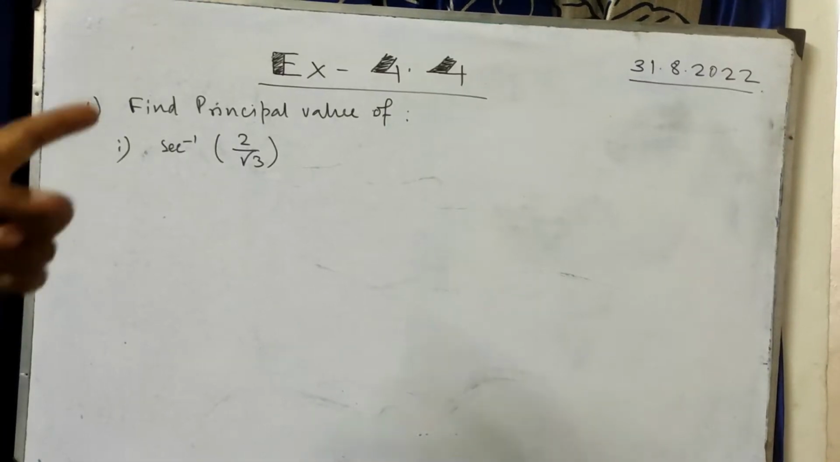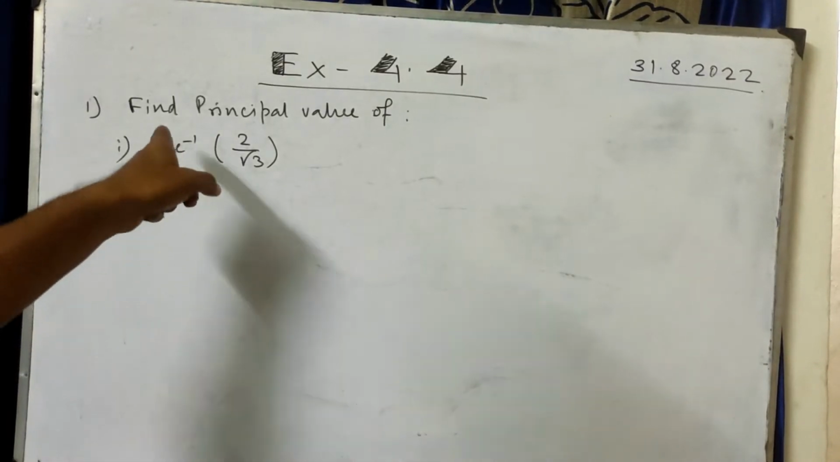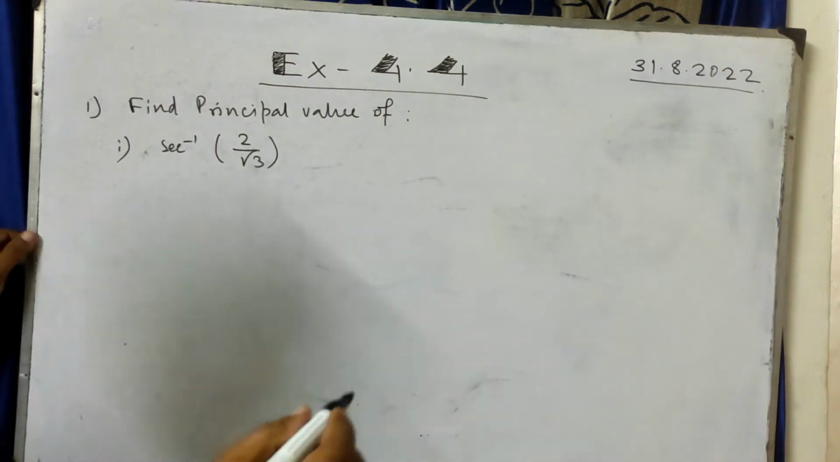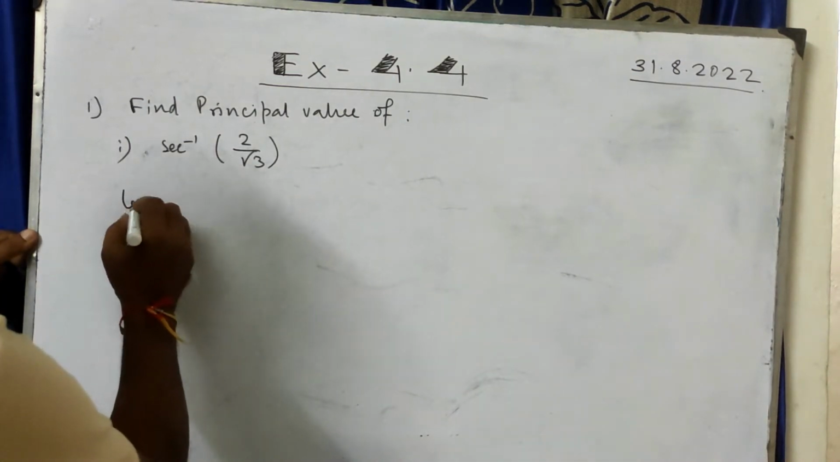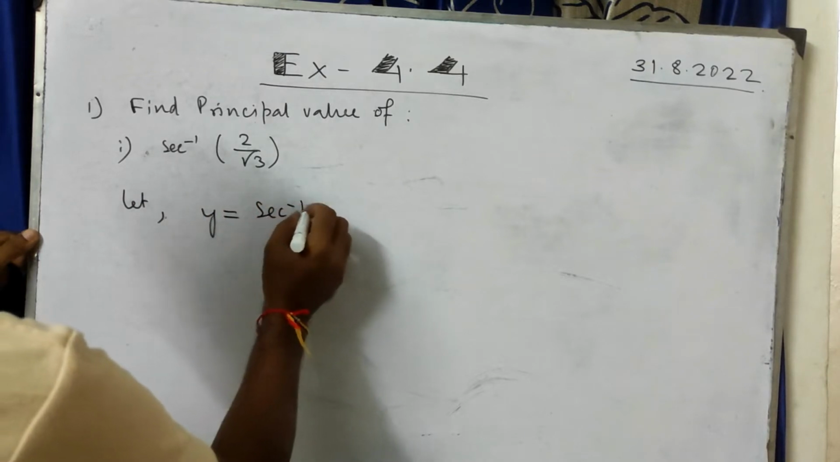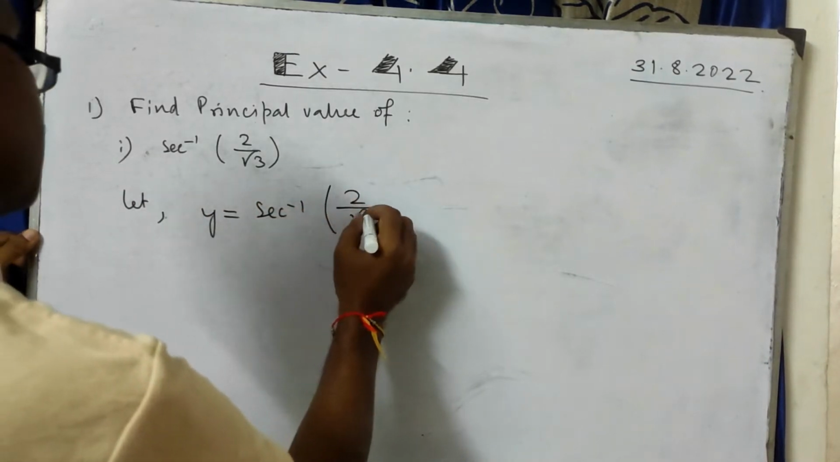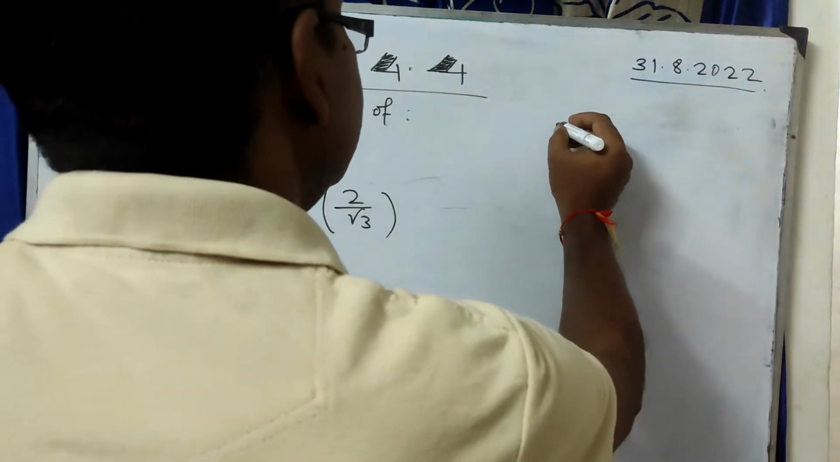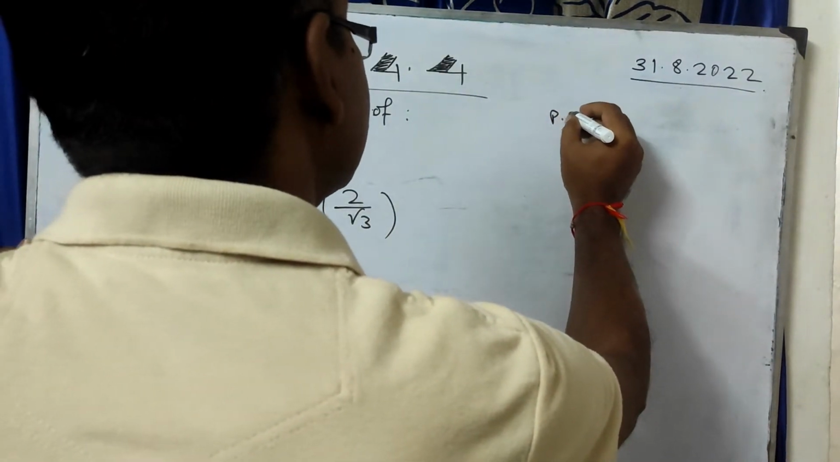So this is exercise 4.4, right? Find the principal value of secant inverse 2 by root 3. So how will we proceed? First of all, we have to write let y is equal to secant inverse 2 by root 3. Next, what we have to think about is the principal values, right? First we have to find out the principal value.